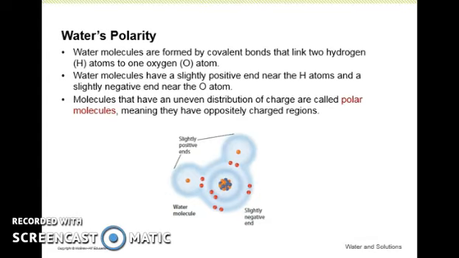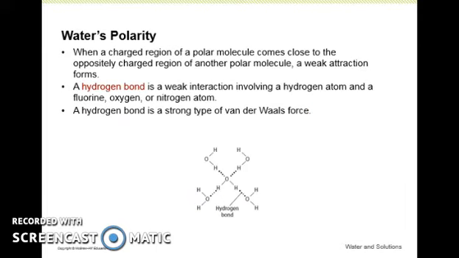So water molecules have a slightly positive end near the H atoms and a slightly negative end near the O atom. Molecules that have an uneven distribution of charge are called polar molecules, meaning they have oppositely charged regions. When a charged region of a polar molecule comes close to the oppositely charged region of another polar molecule, a weak attraction forms. A hydrogen bond is an example of a weak attraction involving a hydrogen atom and a fluorine, oxygen, or nitrogen atom. A hydrogen bond is a strong type of van der Waals force.